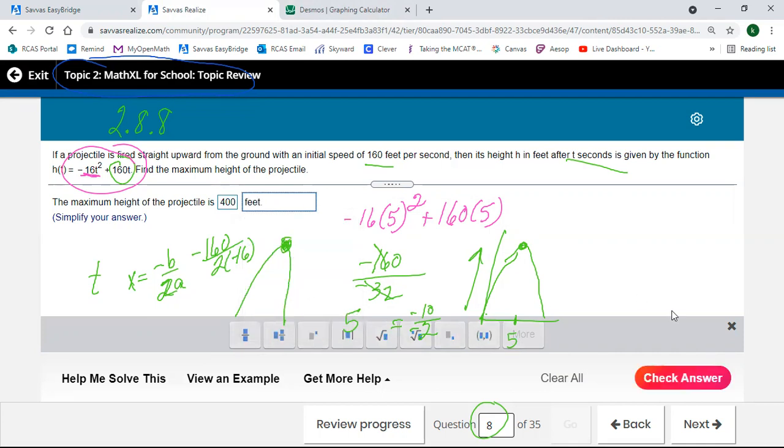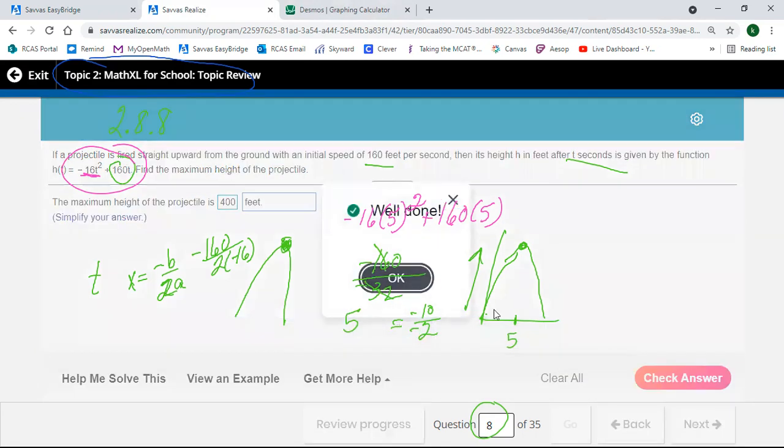It's just a height. See how we did. That's all there is to it. So if you need to, slow this down. Don't forget on the bottom, if you need more help, you've got the view an example. That's the one I usually use. If you use the help me solve this, it'll walk you through it step by step, but then it makes you do the problem over anyway.